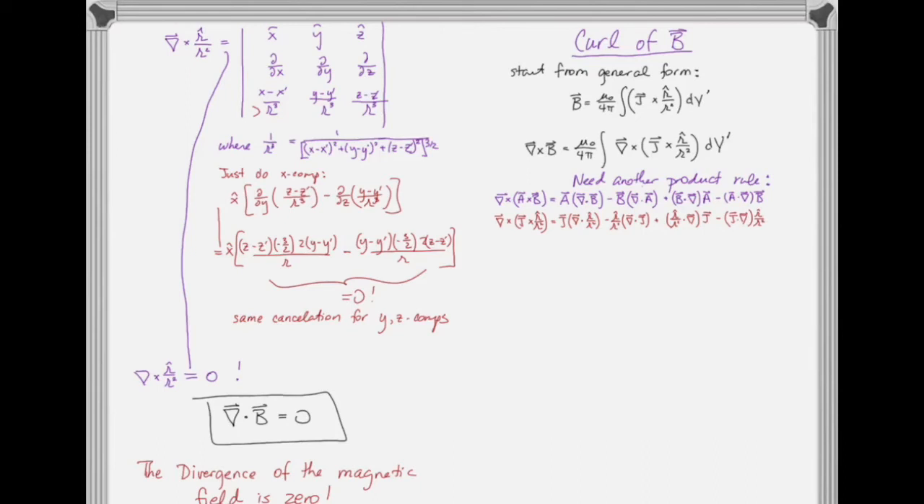So del cross J cross script r, del cross J cross r hat over r squared, equals J times del dot r hat over r squared, minus r hat over r squared times del dot J, plus r hat over r squared times del dot J, minus J dot del times r hat over r squared. That's a lot. But remember, we have that really great trick.